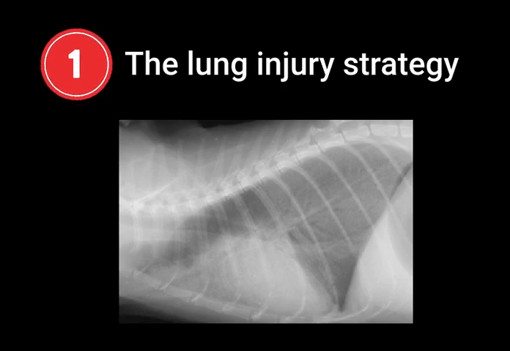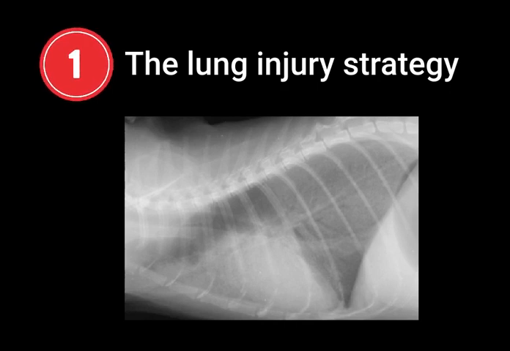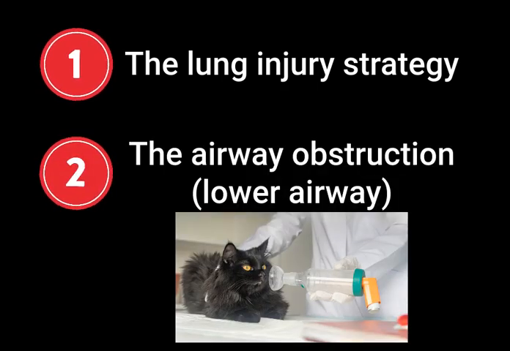So these three key strategies include the lung injury strategy. We use it to ventilate patients with constrictive or restrictive lung disease, so when the diseased lungs have poor compliance and are very stiff to inflate. The next strategy is the airway obstruction strategy in patients with obstructive lung diseases. Usually we mean lower airway obstruction, because in reality patients with upper airway obstruction do not require true positive pressure ventilation, and the obstruction may resolve just by intubation or performing tracheostomy.